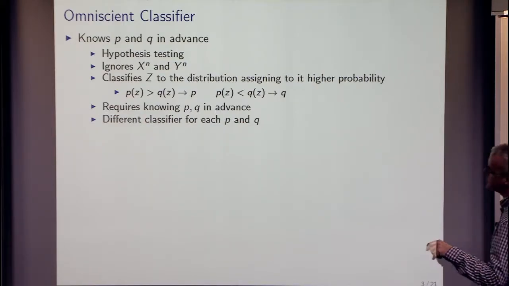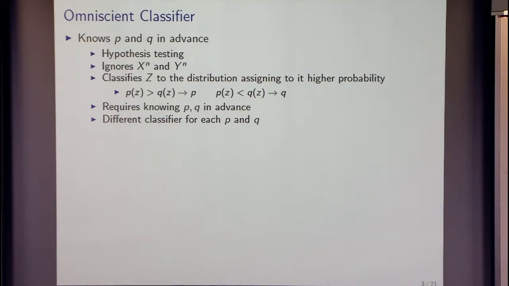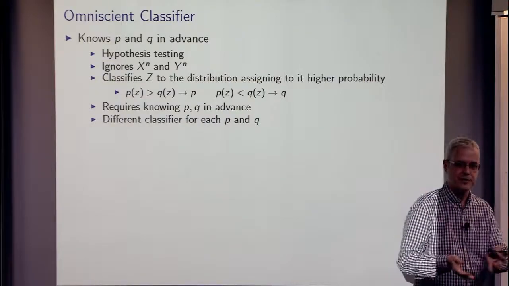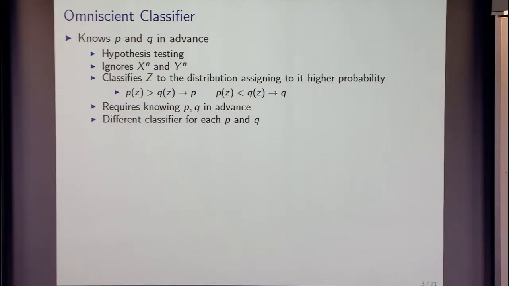So this requires knowing P and Q in advance, and so for any pair P and Q, you'll need to use a different classifier, right? Which you can't, because you use a single classifier. Right? So it's impossible.